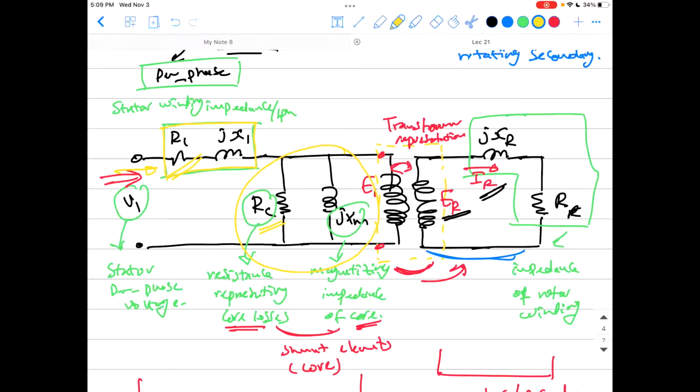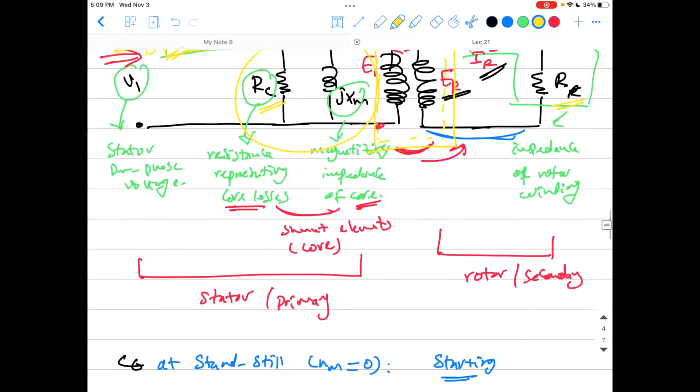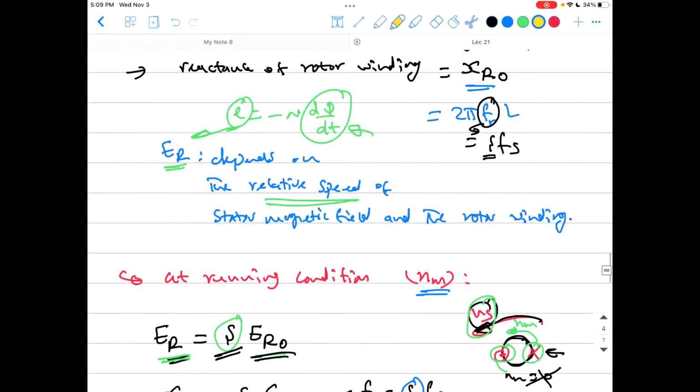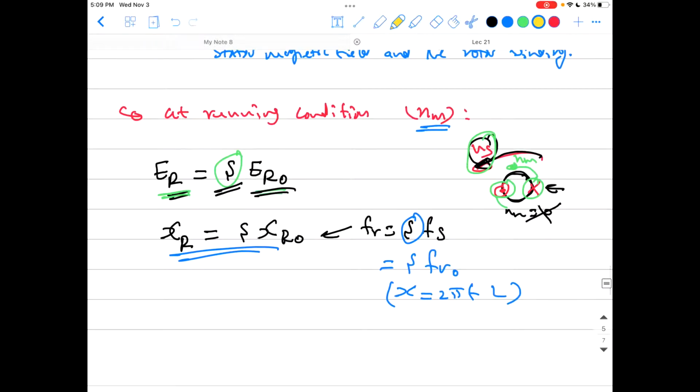Now you have an ideal transformer representing the magnetic field crossing from the stator to the rotor, carrying power with it and converting power to the rotor side. So this is your rotor side, where you again have a resistance and a leakage reactance. Like we started deriving last time, the induced voltage in the rotor circuit depends totally on the slip. The slip is the difference between the actual mechanical speed of the rotor and the synchronous speed of the machine, divided by the synchronous speed.